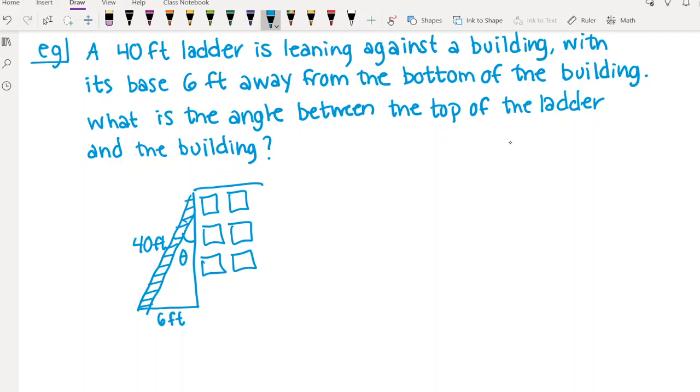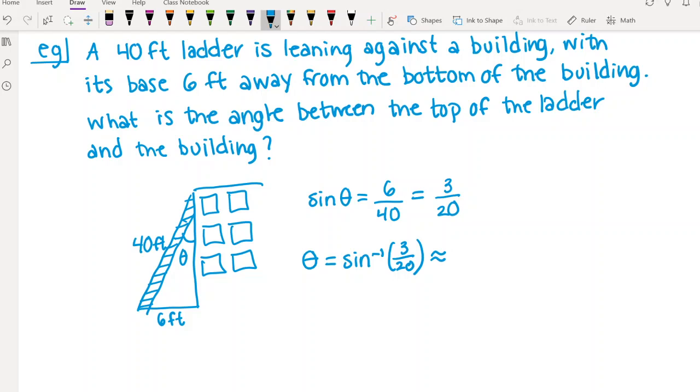And so we can start by writing down sine of theta is going to be equal to 6 over 40. And you don't have to reduce this, but you might as well. So what does 6 over 40 reduce to? Well, they're both divisible by 2. So we can rewrite this as 3 over 20. And so that tells us that to find theta, we can do inverse sine of 3 over 20. And if you type that into a calculator, that is approximately equal to 8.6 degrees.